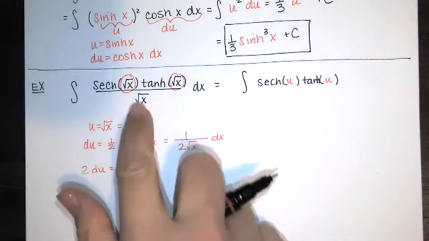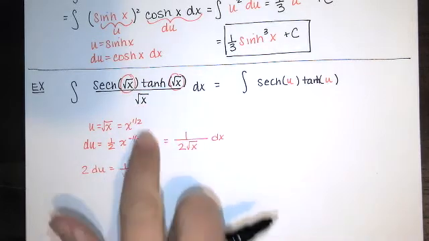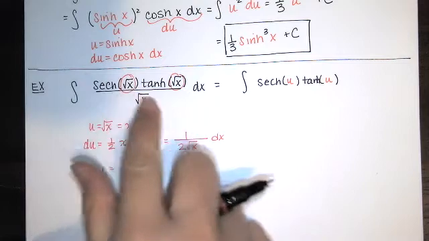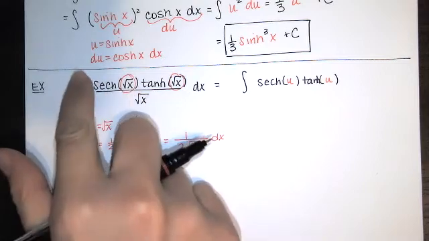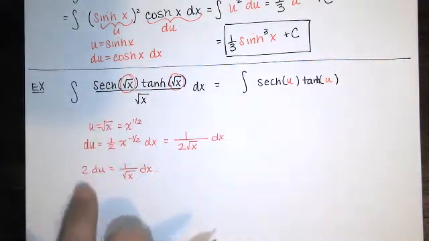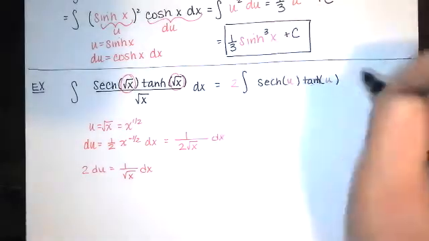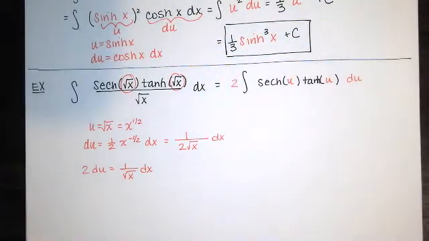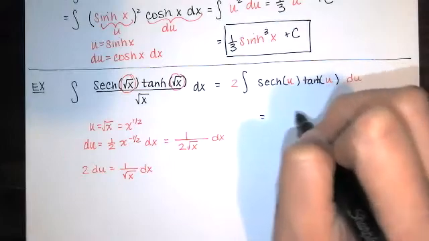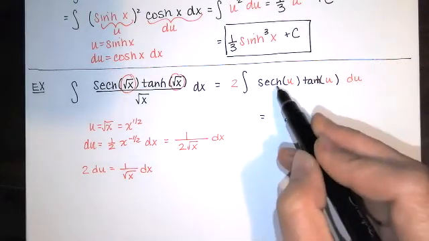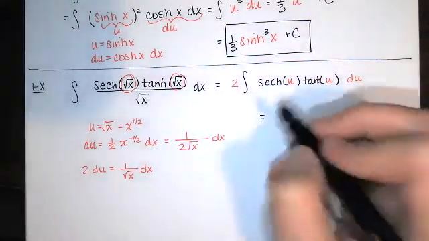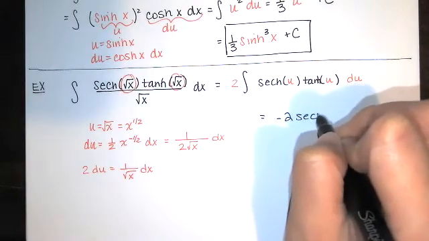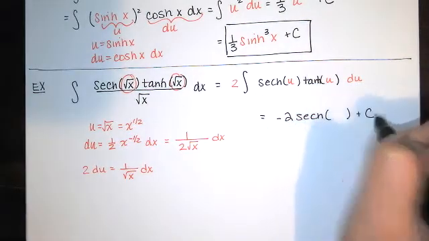And then this 1 over square root of x dx, there's an implied 1 over that because it's in the denominator. That's really a factor of 1 over square root of x dx. That's equal to 2 du. So I'll put a 2 out here and a du over here. And then I bring my 2 down. The antiderivative of hyperbolic secant times hyperbolic tangent is negative hyperbolic secant plus c.